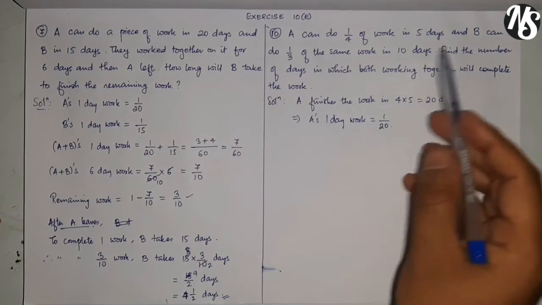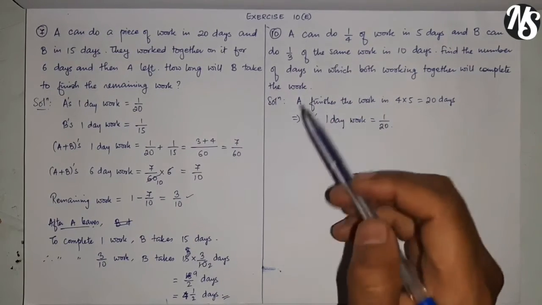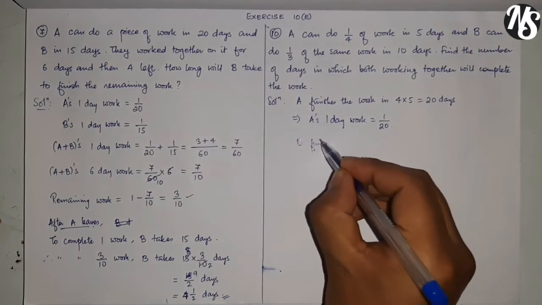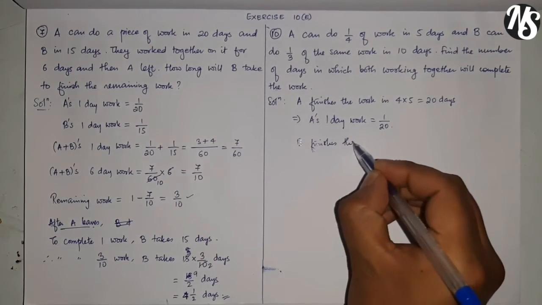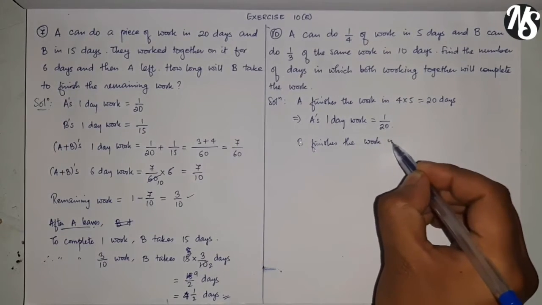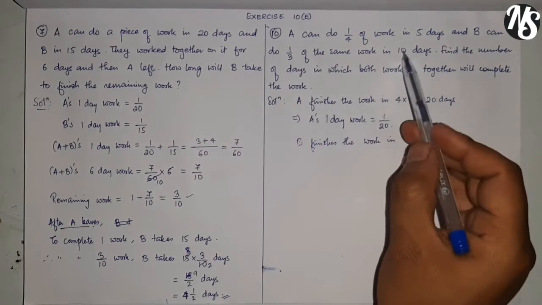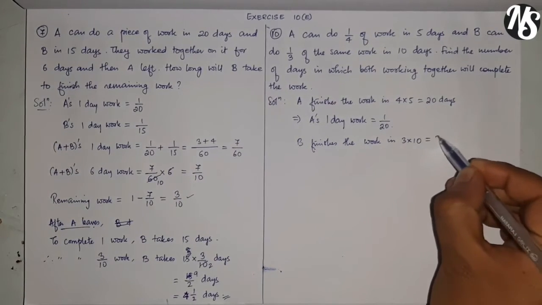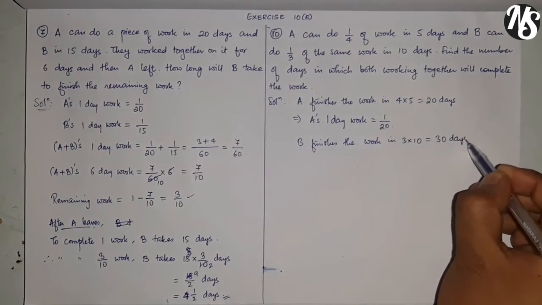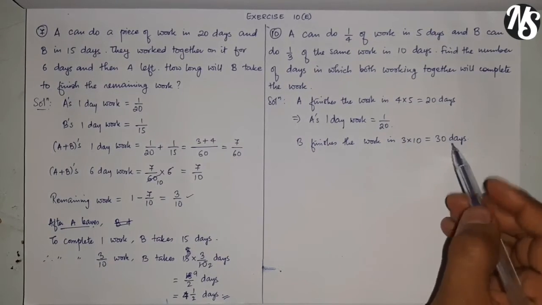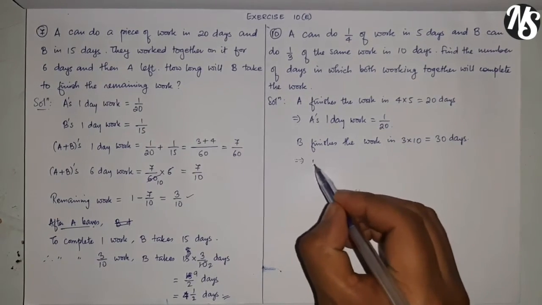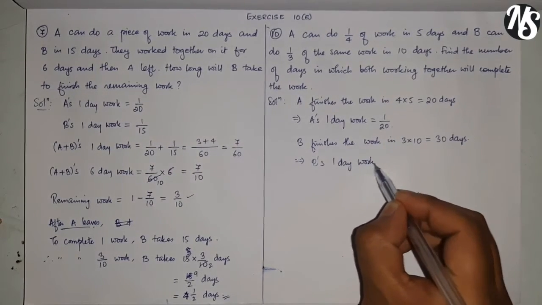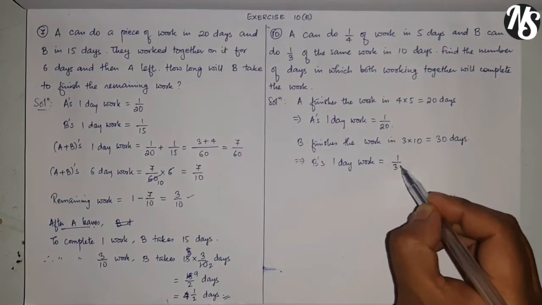Okay, similarly B can finish 1/3 part of the same work in 10 days. So B finishes the work in how many days? This 3 multiplies with 10, so you get 3 into 10, which is 30 days. Okay, so if B finishes the work in 30 days, then B's 1 day work is going to be 1/30.